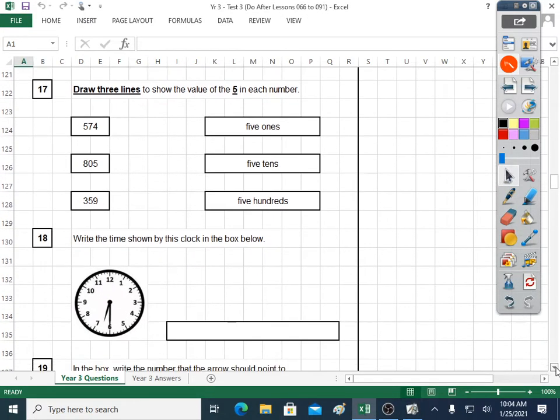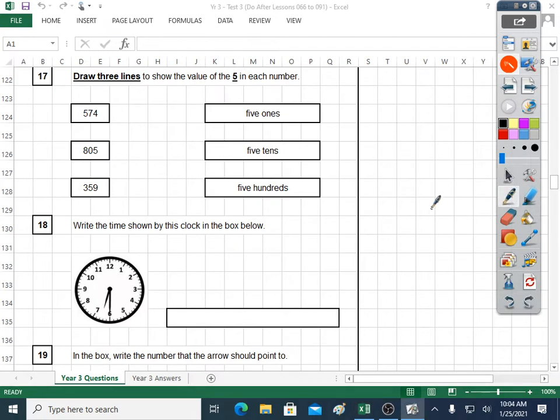Draw 3 lines to show the value of the 5 in each number. 5 ones. Okay, so this one's hundreds, tens, units. That's that 5 there. We're looking for the value of the 5 in each number. That 5 there is hundreds because it's hundreds, tens, and units. And there's one that says 500s, so that matches up, doesn't it? 500s to 500s.